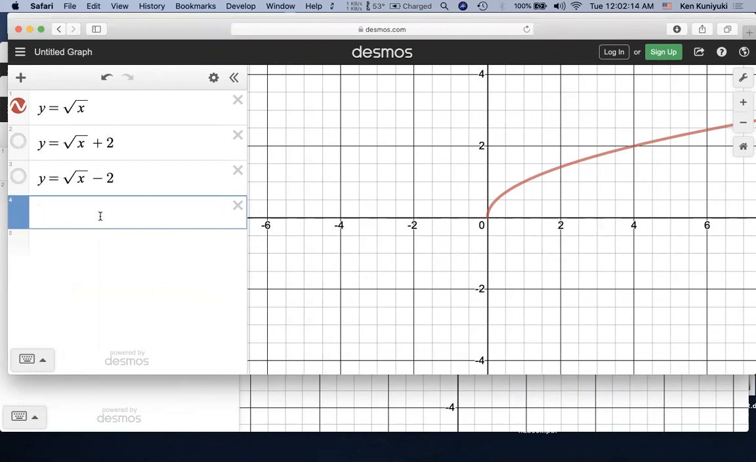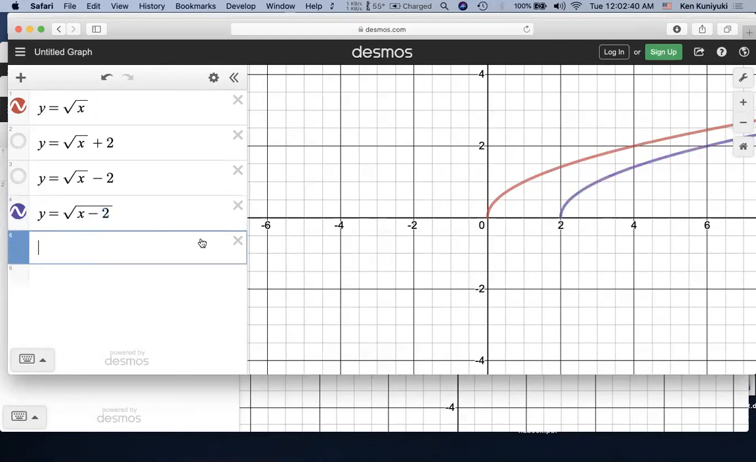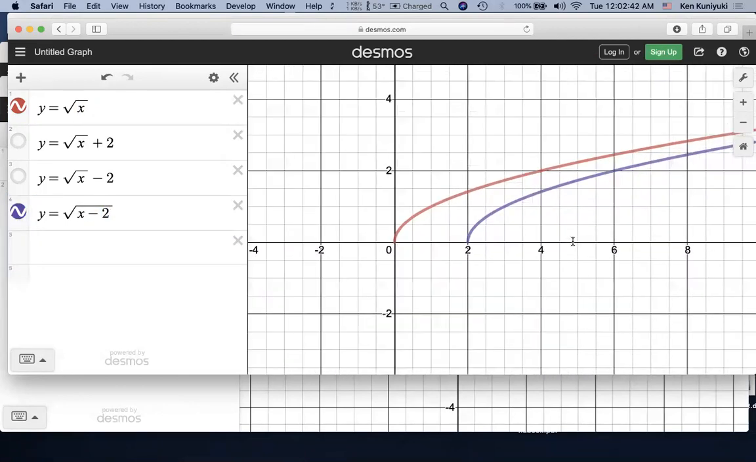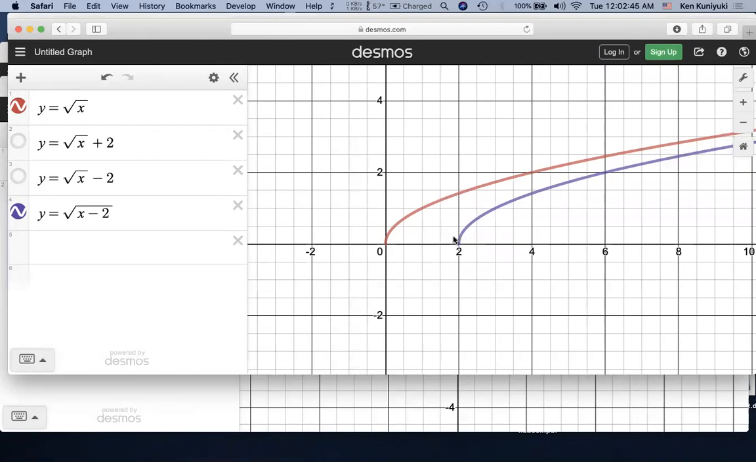What if I want to take this red graph and shift it to the right by 2 units? y equals the square root of x. I want to shift right. Actually, I'm not going to put plus 2. I'm going to put minus 2. And notice I'm doing it inside the radical. I'm substituting or replacing the x here with the x minus 2 over here. So you see we go from the red graph to the purple graph.